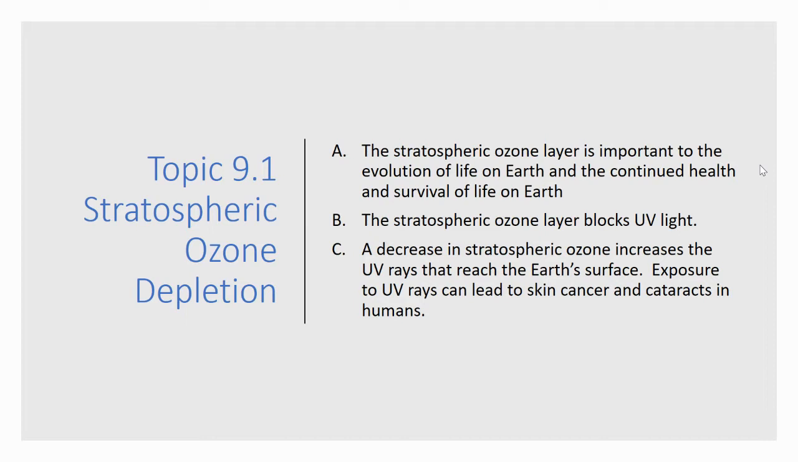Now, the main purpose of the ozone layer is to block UV light, UVA, B, and C. A decrease in stratospheric ozone is going to increase the UV rays that reach Earth's surface. And if that were to occur, exposure to UV rays can lead to a greater incidence of skin cancer as well as cataracts in humans.